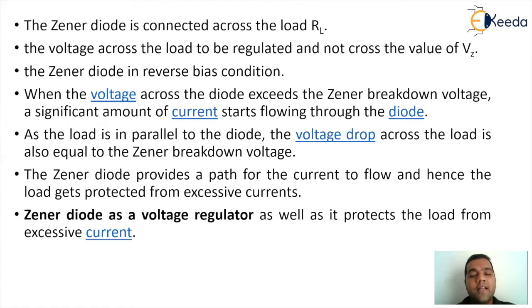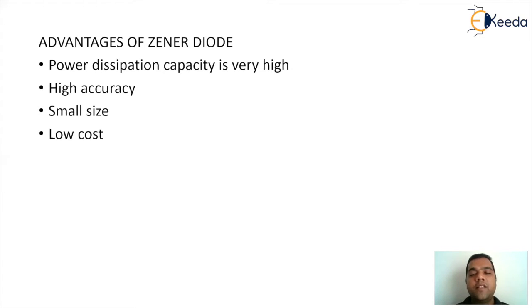Hence we can say that we can use a Zener diode as a voltage regulator, which will protect the load from excess current. A similar operation can be explained for a fall in the input voltage, because the fluctuation on the input voltage can be on either side. Either it can rise or it can fall. So what advantage do we get from the Zener diode, which is used as a voltage regulator specifically? The advantages here are higher accuracy, smaller size, and lower cost. And the power dissipation capacity is also very high. So these are the features of the Zener diode.